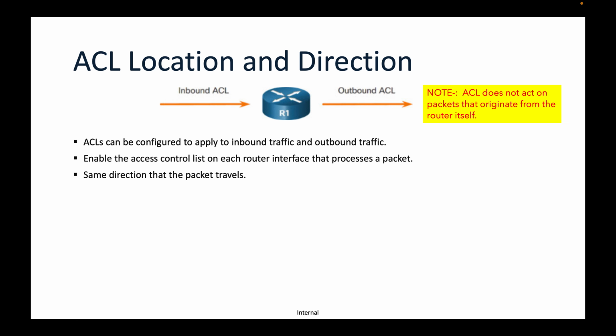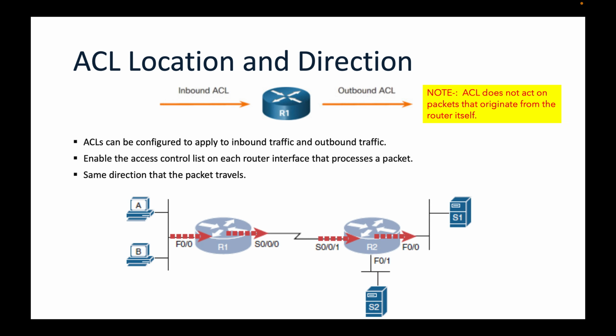For example, imagine that you want to forward packets from host A to server 1 here, but you want to discard packets sent by host B to server 1. Like this, it should allow, and then it should stop it.